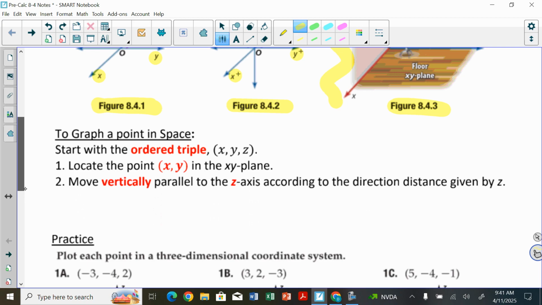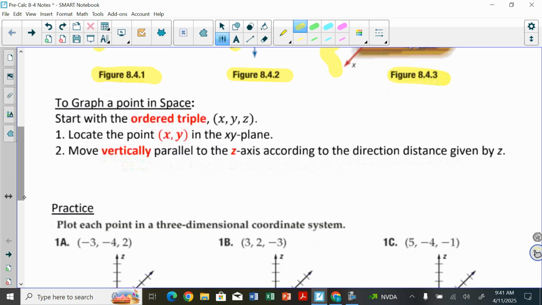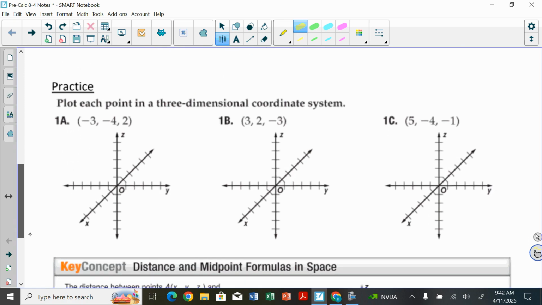All right, so to plot points here, we're going to start with our ordered triple. Right, so we're going to have x, y, and z. We're going to locate x, y in the xy plane. That's the first thing we're going to try to do. And then, when we do that, move y parallel to the x. That helps you. And then finally, we're going to move vertically parallel to the z-axis up and down in the direction given by the z. Okay, so let's practice that and show you how it looks.